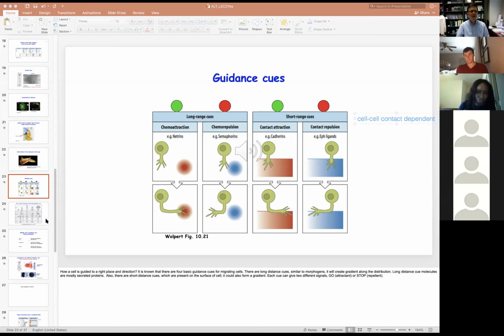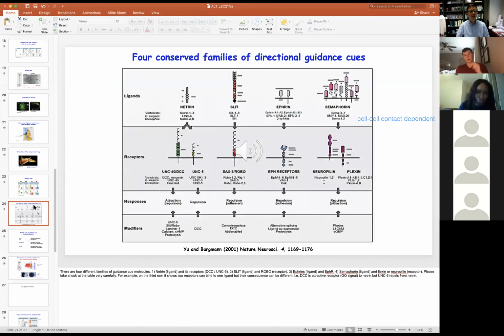Okay, so next. Sorry. Dr. Lee? Yeah. Go ahead. How do we, what's considered a long range and what's considered short range for cells?